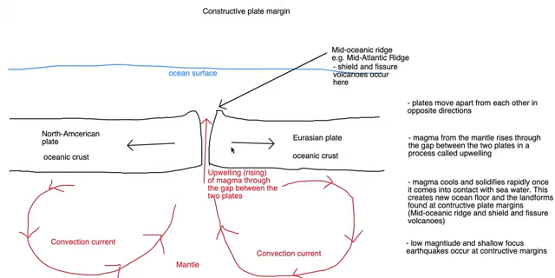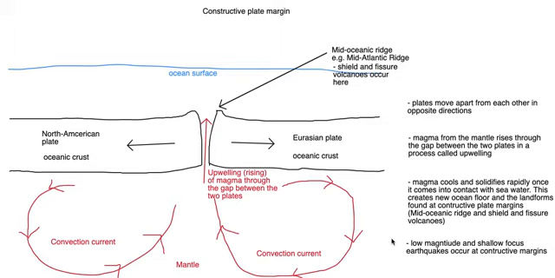Think of it as kind of like boiling a kettle. Once the kettle starts to really boil, if you look closely, you can see it vibrate and you can hear it as well. It's kind of like that. So that concludes the constructive margin diagram.